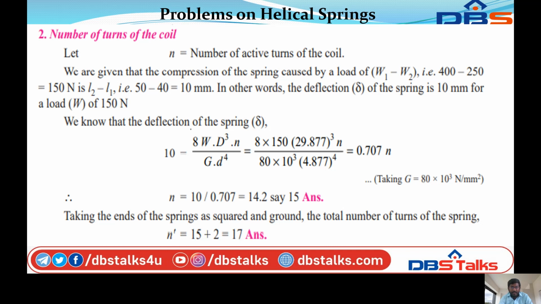So d to the power 4, with d = 4.877, gives 0.074 n. Finally n is calculated: n = 10 / 0.707 = 14.2, which is rounded to 15. Therefore n = 15 coils. Taking the ends of the spring as square and ground, the total number of turns n' = 15 + 2 = 17 turns.